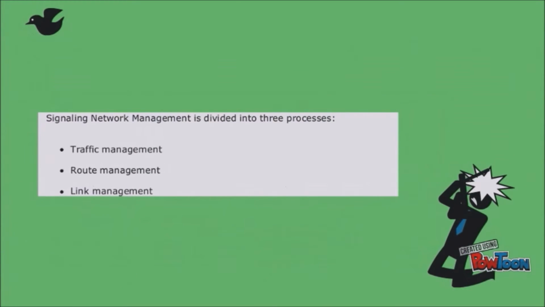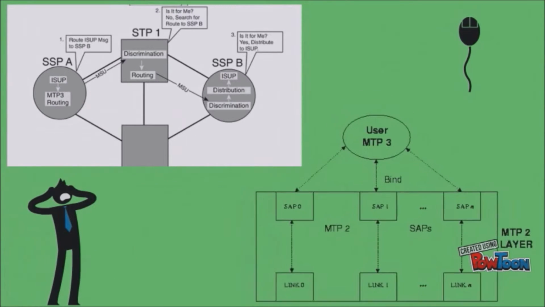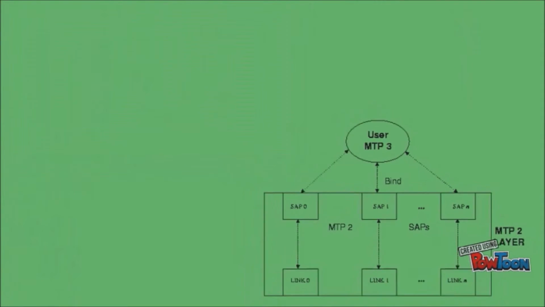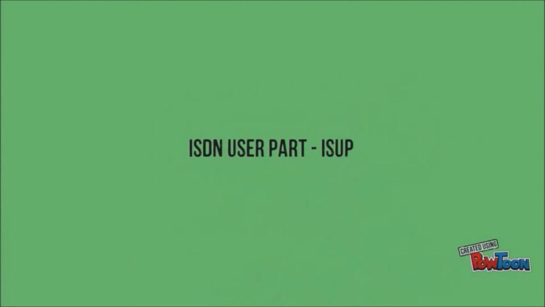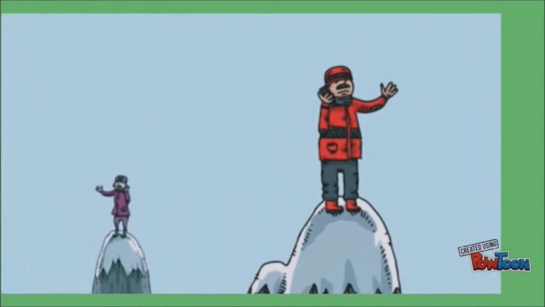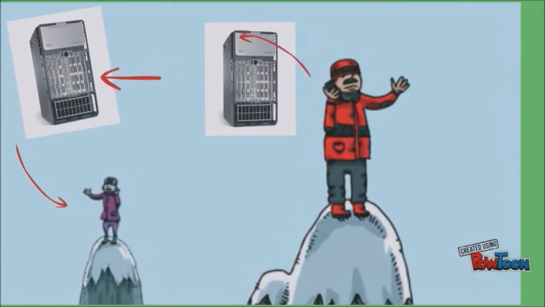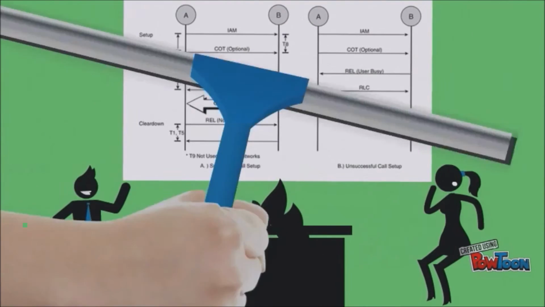Network management is divided into 3 processes. MTP3 decides which link to use and which not to use based on these. The ISDN user part is responsible for setting up and releasing trunks used for inter-exchange calls. As its name implies, ISUP was created to provide core network signaling that is compatible with ISDN access signaling.